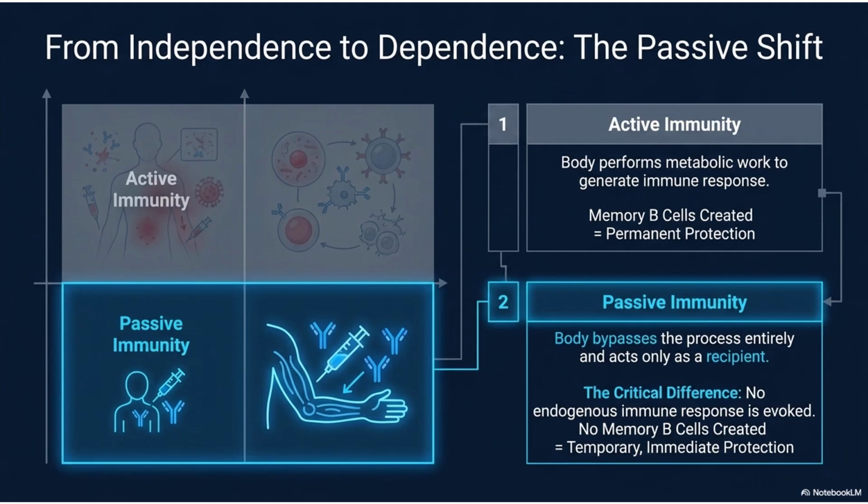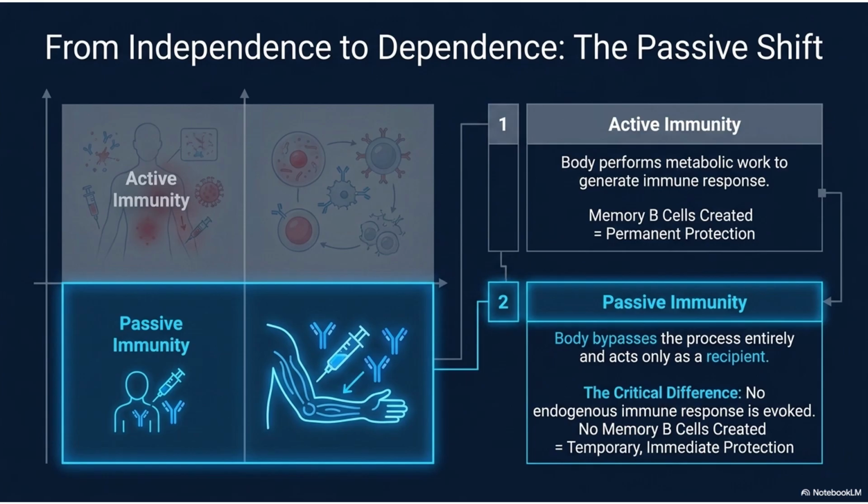So we've now covered both forms of active immunity, natural infection and vaccination. At this point, we've crossed a fundamental dividing line in our matrix, moving from the top half to the bottom half, from active immunity to passive immunity. So I'm going to call this shift from independence to dependence. Here's the essential difference.